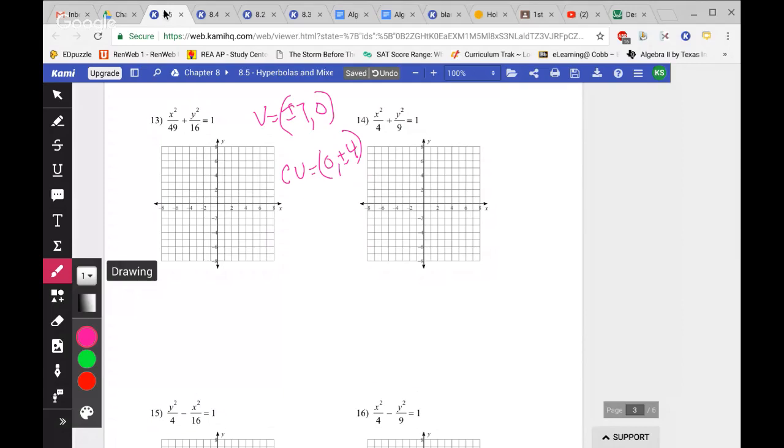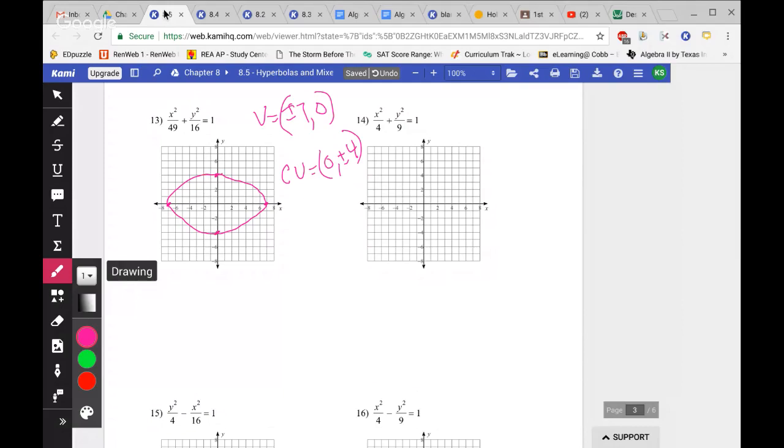So along my x-axis, I'm going to plot my 7s. And the y, I'm going to plot my 4s. And then I'm going to make my ugly ellipse.